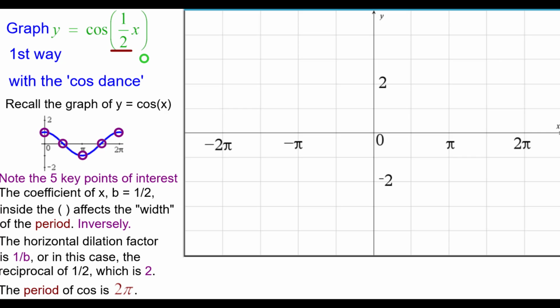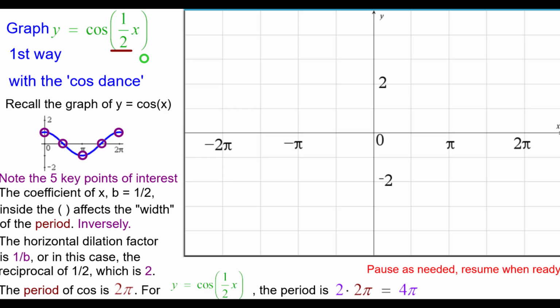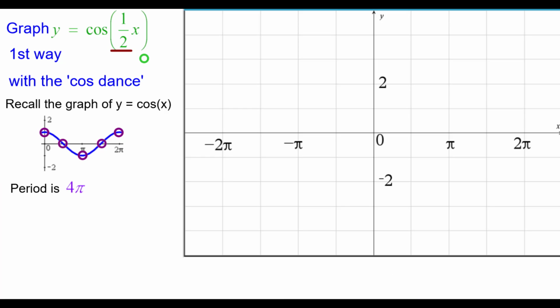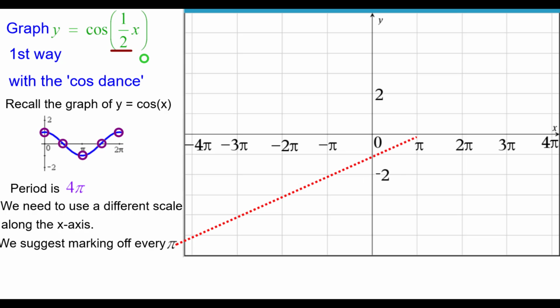The period of the cosine function is normally 2 pi. For this function, the period is going to be 2 times that 2 pi, which is 4 pi. Pause as needed. Resume when ready. So the period is 4 pi. That means we need to use a different scale along the x-axis. We suggest marking off every pi along the x-axis. Pause to do that. Notice that the units are not drawn to scale.